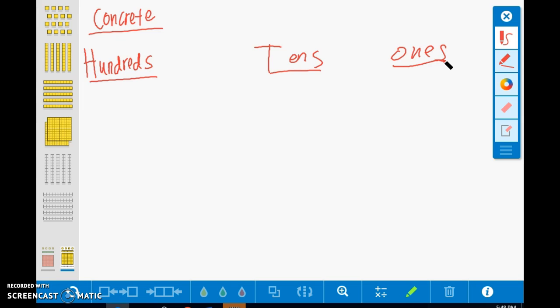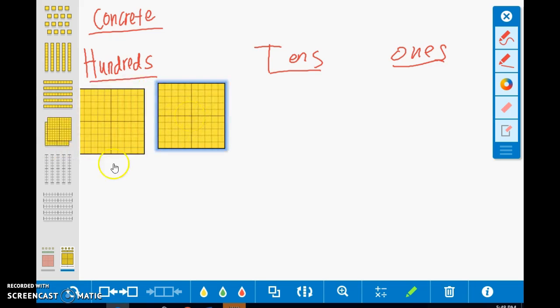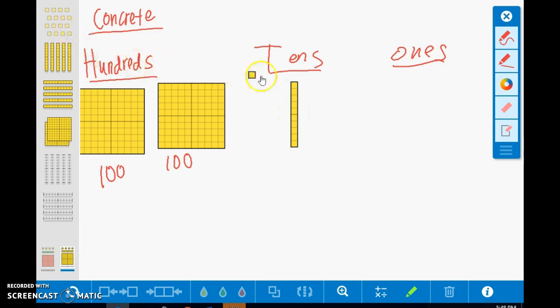So in order to interpret that, we're going to need 2 of the 100 grids. So that's 100, and 100. Then we're going to need 1 ten and 7 ones. 1, 2, 3, 4, 5, 6, and 7. So that's 10 and 7.